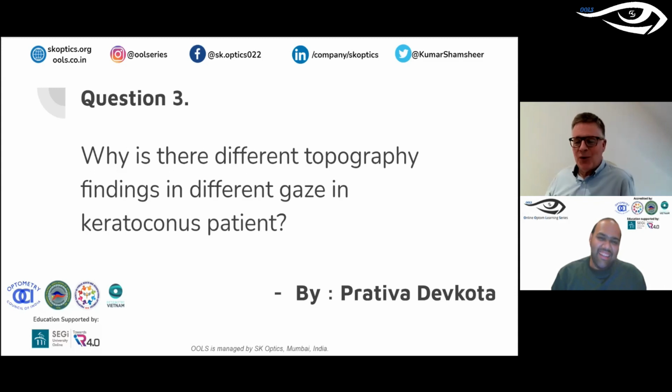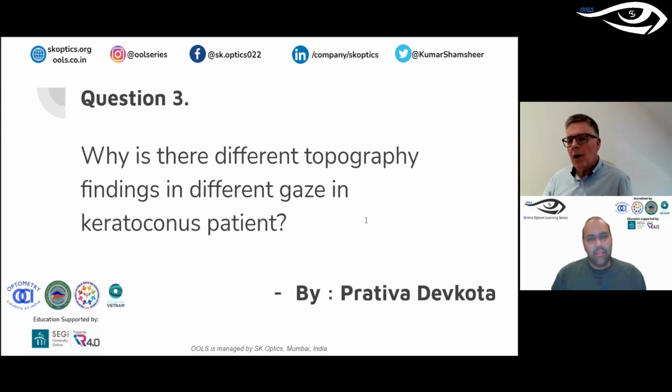Yes, very much so. The condition which is classified as PMD, pellucid marginal degeneration, we see this. Some people call it kissing bird. Some people call it crab's claws.